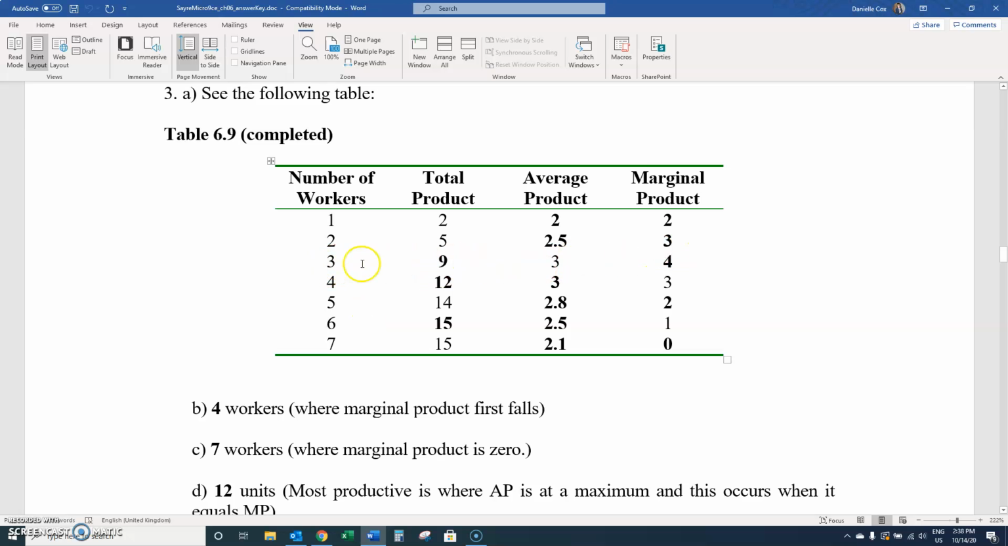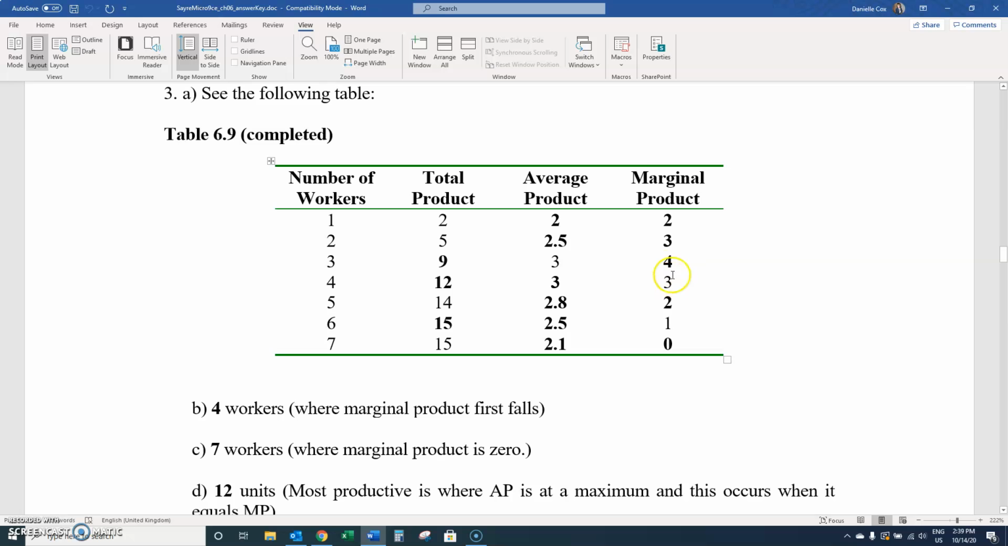Then, on the third one, we are given the average product of 3, and we have to determine total product and marginal product. Well, the first thing you could figure out is your total product, because we know total product divided by the number of workers equals average product. So what number divided by 3 equals 3? You can just say 3 times 3 is 9. Get your 9, and then marginal product again is 9 minus 5, which is 4, so your change in total product over your change in the number of workers. But this is always 1 in this example, so it's just 4.